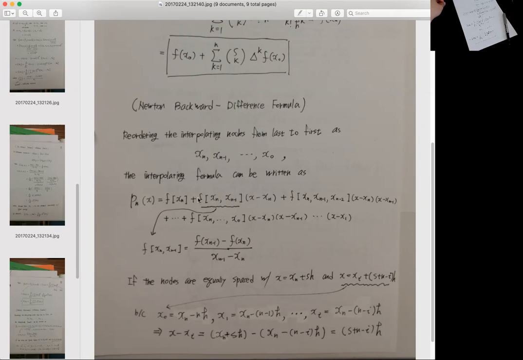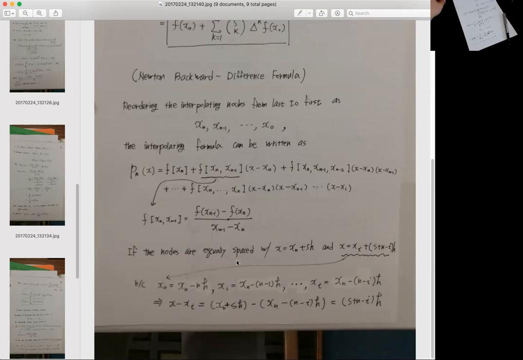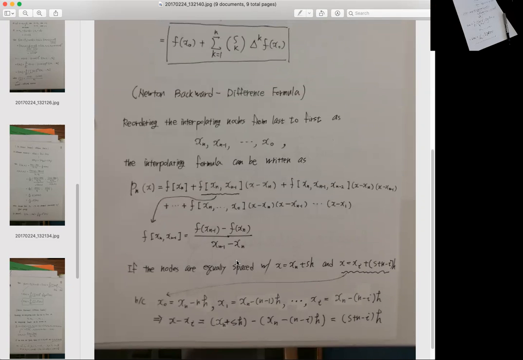And then this divided difference, for example, is f of xn minus 1 minus f of xn over x sub n minus 1 minus xn, right? Okay. All right. Then here also we assume that the nodes are equally spaced. Then we can say that x is equal to xn plus sh. And then the xn is what?